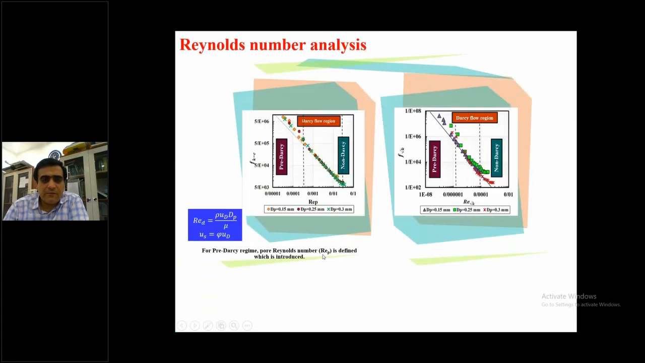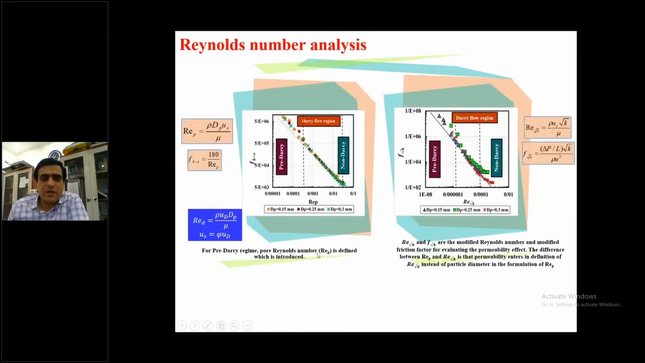In this slide, we have tested different Reynolds numbers in porous media, and we have plotted the friction factor versus Reynolds number. You can see the onset of pre-Darcy at very low Reynolds numbers, and here on the right one, you can see the onset of pre-Darcy flow at very low Reynolds numbers, and the onset of non-Darcy flow at higher Reynolds numbers. And we have observed that the different Reynolds number equations confirm each other.